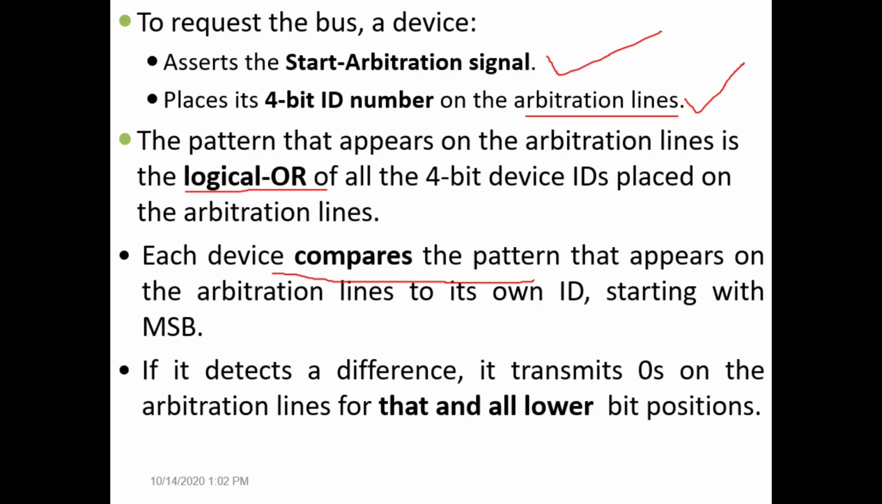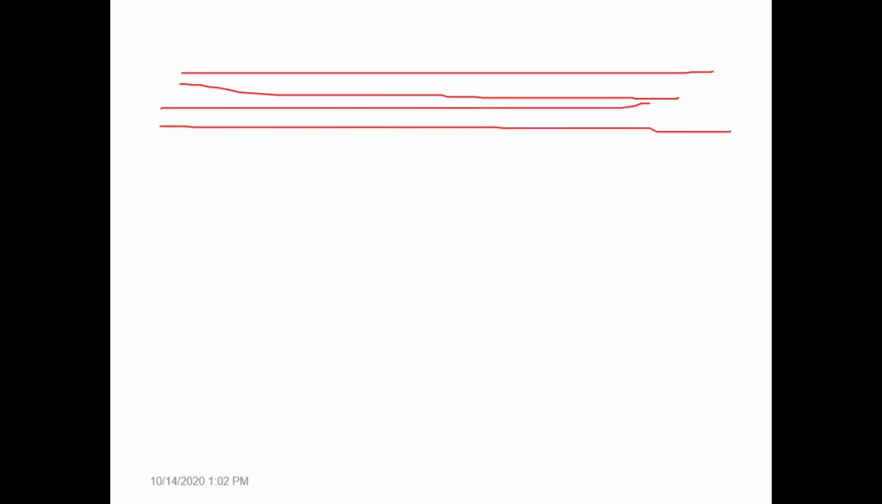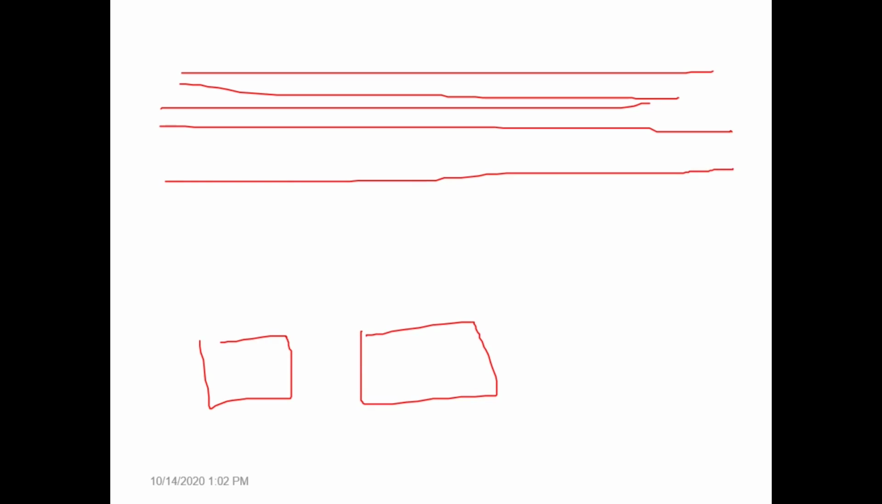So let us see this theoretical explanation using a diagram so that we can understand it very easily. We'll have arbitration lines, that means 4 arbitration lines to hold the 4-bit ID of the input device. Then a start arbitration line. There are multiple devices, input output devices or DMA controllers. They are connected to all these signals.